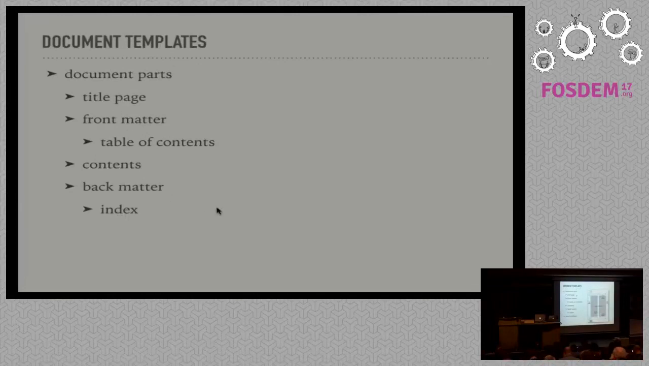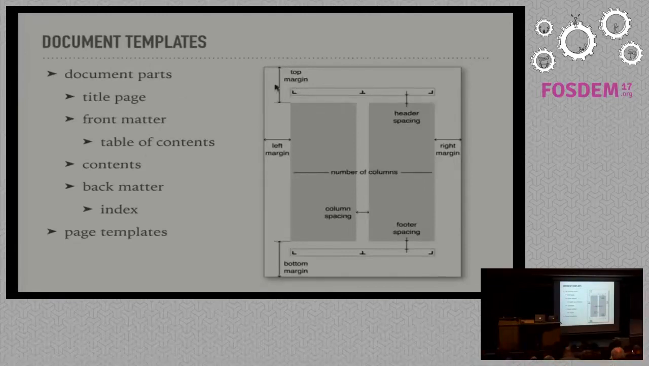And for each document part, there's also a page template provided, and this can be configured. So for example, margins can be set, the number of columns, the spacing between columns, and which text to place in the header and the footer fields, for example. And besides the configuration of the page templates, you can also configure certain aspects of the document parts. So here's an example.